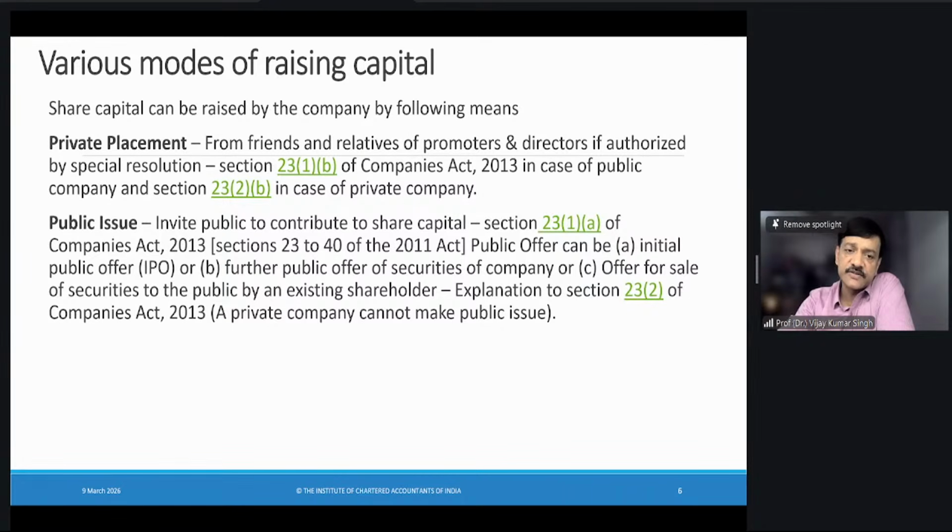Other than those restrictions, you can go to the public for raising money. But whenever you go for the second time to the public, that is referred to as a further public offer of securities by the company. And there may be situations of offer for sale of securities to the public also by the existing shareholders. So we will talk about that in a while. So these are the three modes by which you can raise the capital.